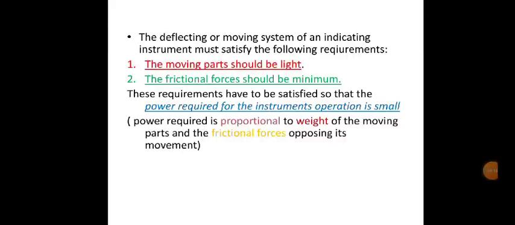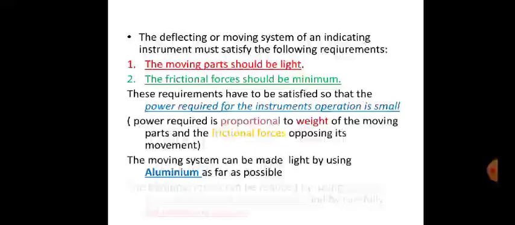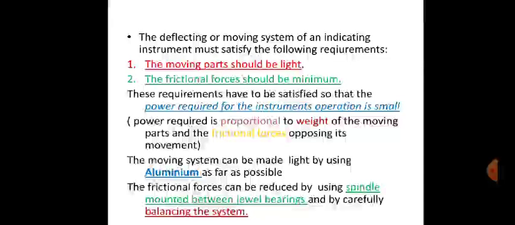The second requirement is the frictional forces should be minimum. Now, how can we achieve these two things? One is that the moving parts can be made lighter by using aluminium in the construction as much as possible, and the frictional forces can be reduced. The frictional forces can be reduced by using spindle mounted between jewel bearings and also by carefully balancing the system, the picture of which we are going to see in the next slide.